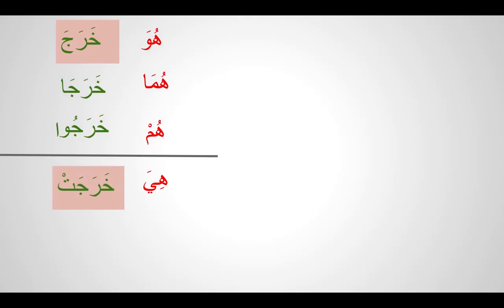So let's go back to our verbs and pronouns that we have done so far. Let's take this verb kharaja. Kharaja means he left. How do we say two people left? Kharaja. All those people left, kharaju. This alif is a sign of the spelling rule. And here kharajat, she left, and huma kharajata.